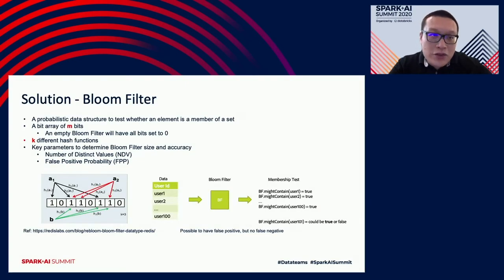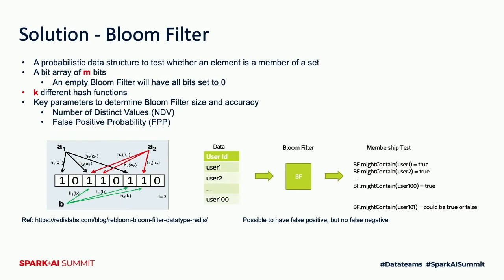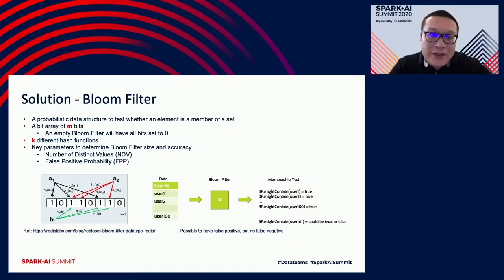So our solution is using a Bloom filter, which is a probabilistic data structure to test whether an element is a member of a set. A Bloom filter has a nice property that it has zero false negatives. Therefore, if a Bloom filter says that one ID is not contained in a file, it is safe. We can skip the whole file. There are two key parameters that determine the Bloom filter size and accuracy. The first one is the number of distinct values, or NDV in short. The second one is the false positive probability, or FP in short.